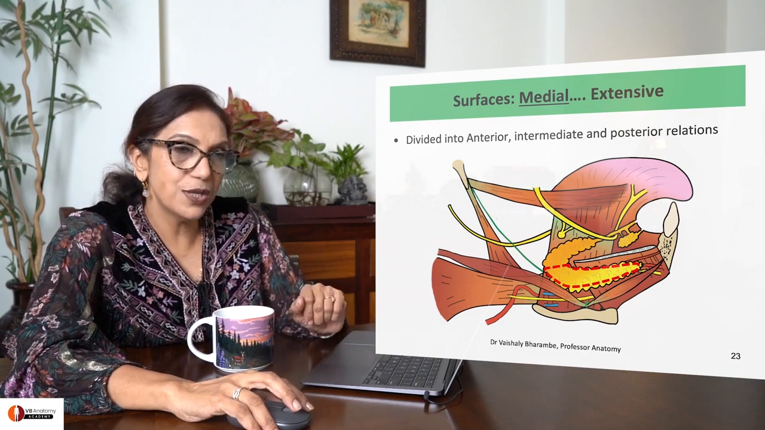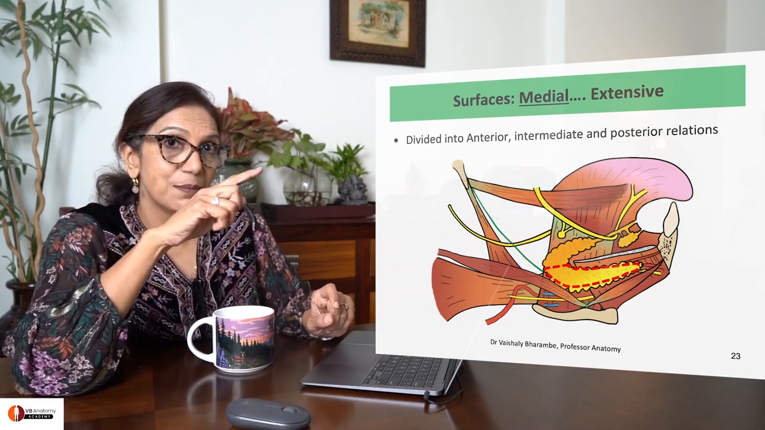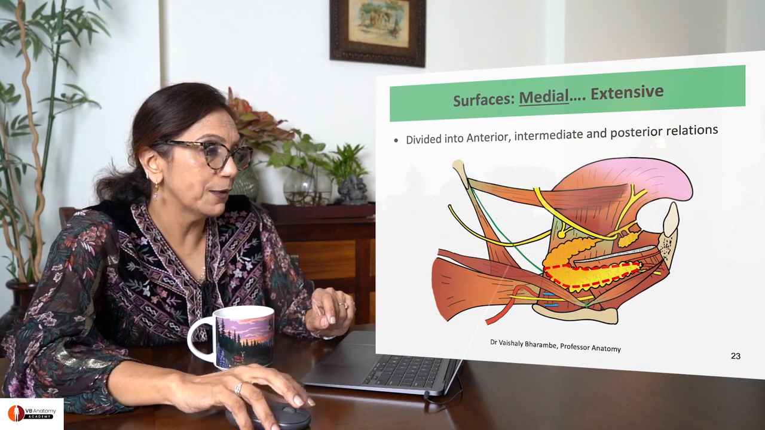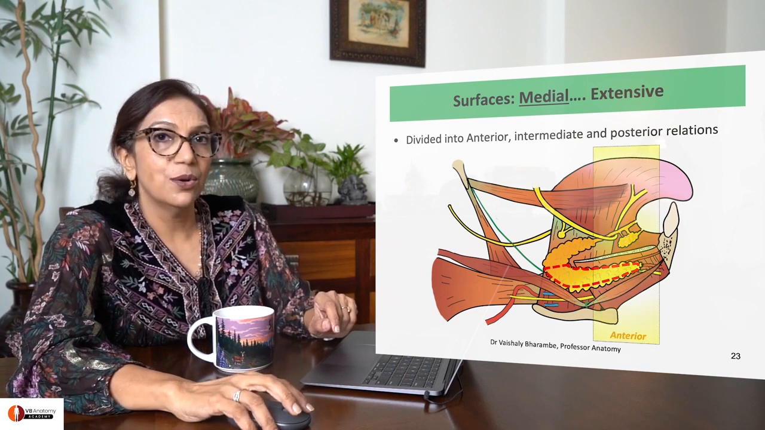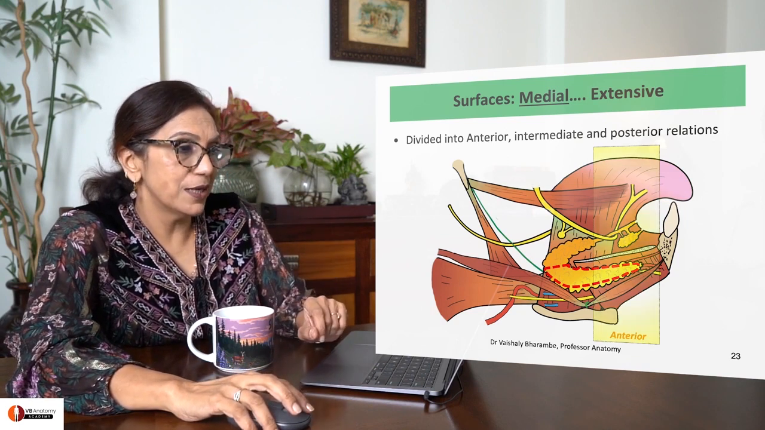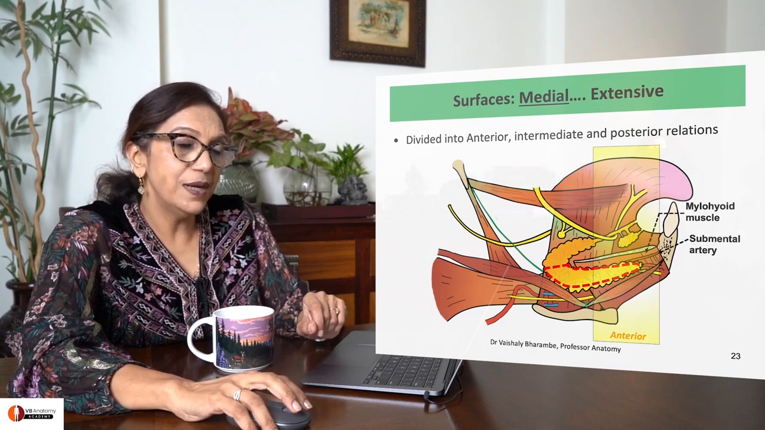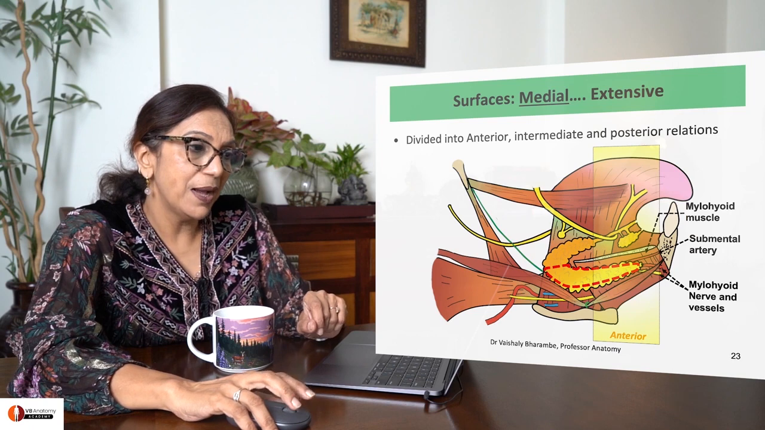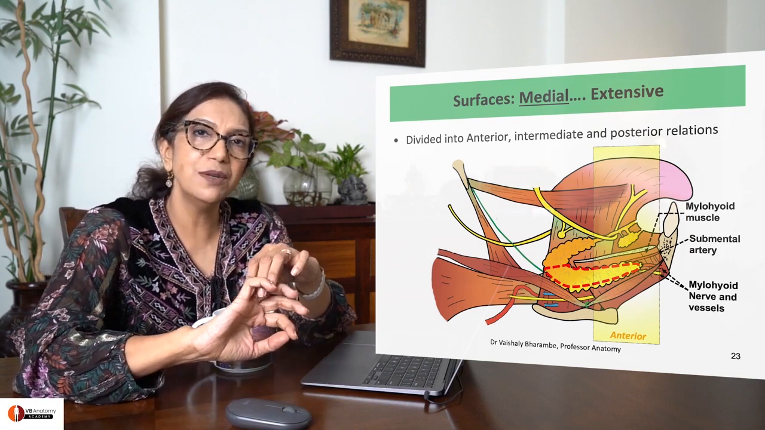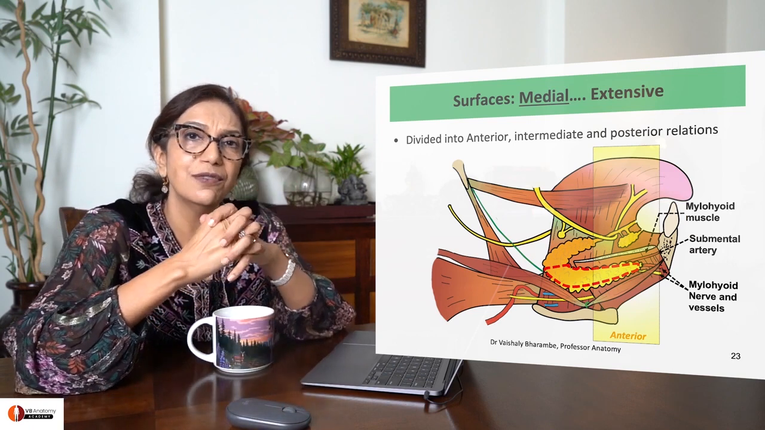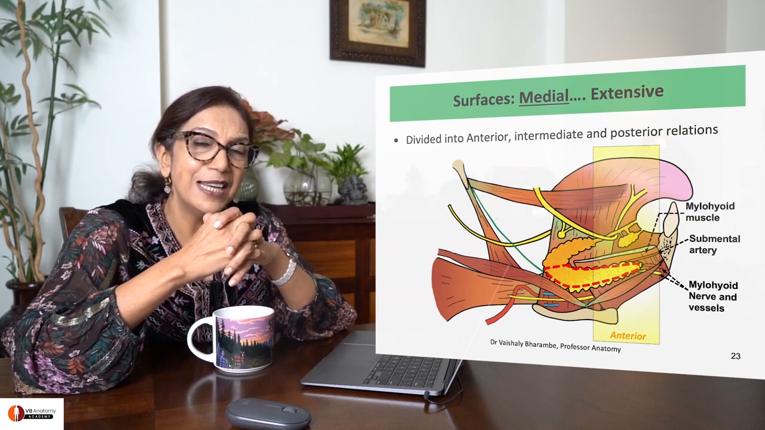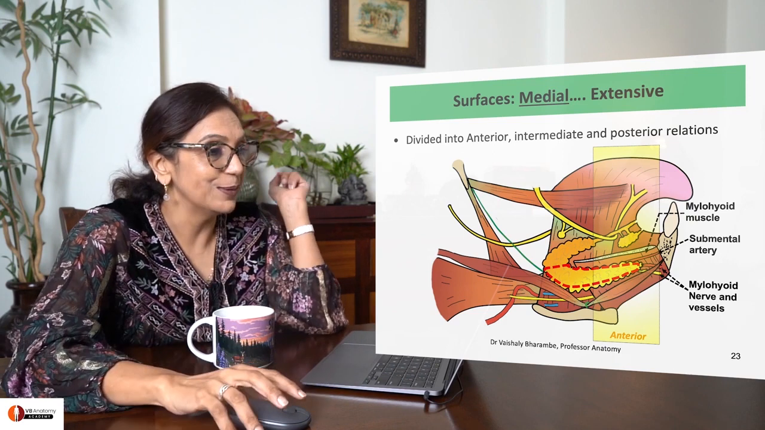Here's your superficial part of salivary gland. See, it's marked out in red line. Medially, it's related in the anterior part to mylohyoid muscle. Running over it is the submental artery and mylohyoid nerves and vessels. Question, what is mylohyoid nerve a branch of? Inferior alveolar nerve. Okay, good.